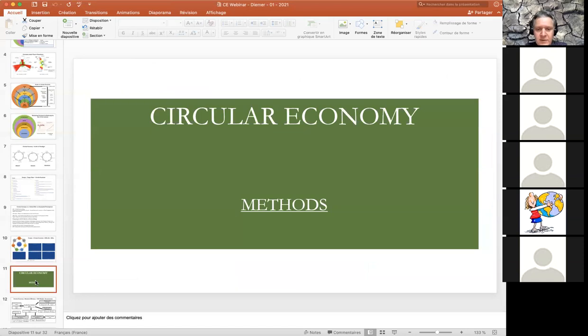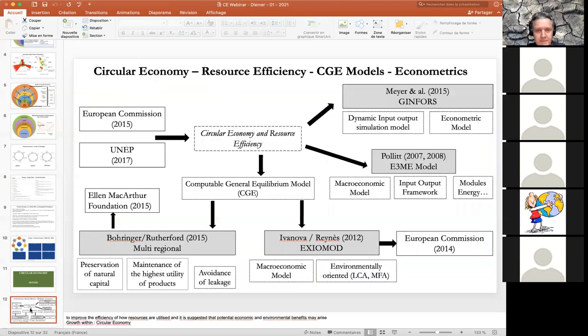So if we do this, we can go to the methods. I mean, if you just check, behind every indicator you have some methods, and you have to design the method to understand why we decide to use the specific indicators. I will share my presentation in three parts.